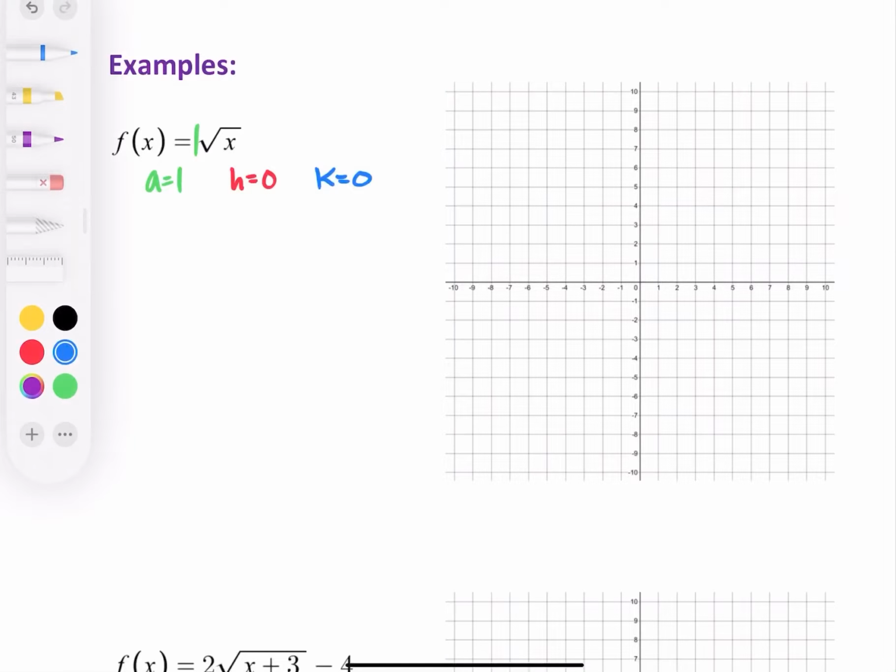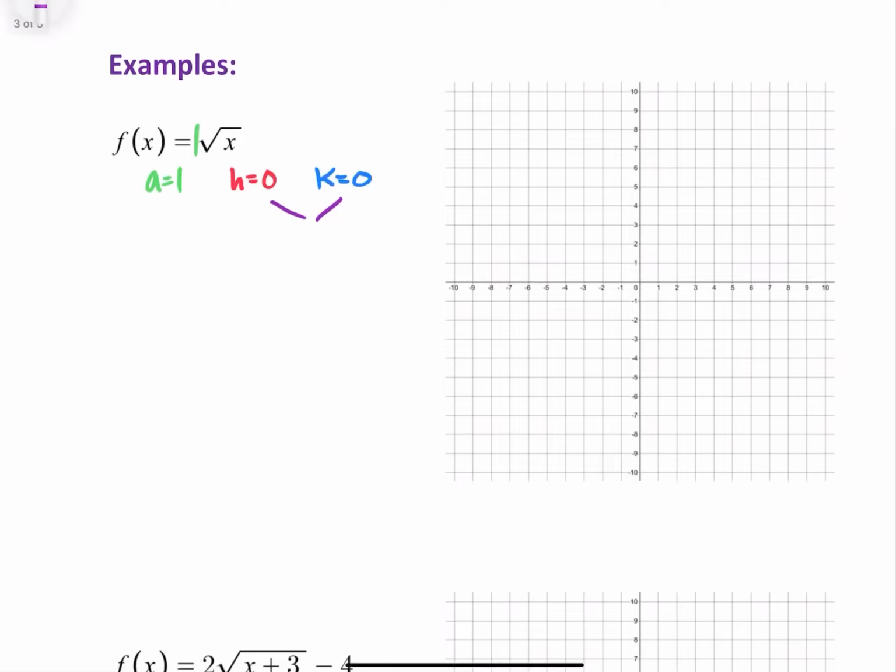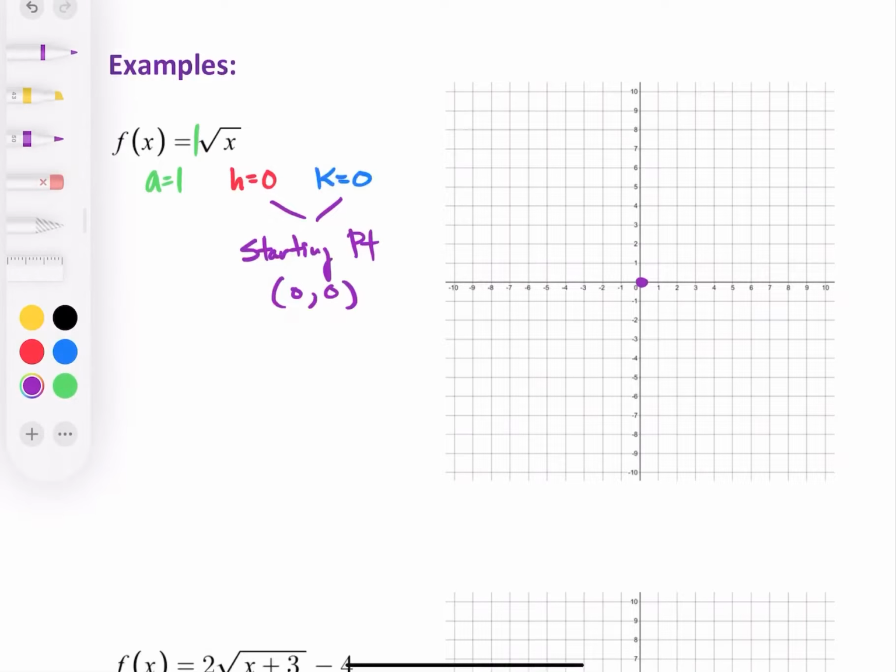Now, the h and the k will give us our starting point. So our starting point is going to be located at 0, 0. So we're going to start right here at the origin. Now, we can go ahead and use our 1-3-5 trick and look for our rise and our run.